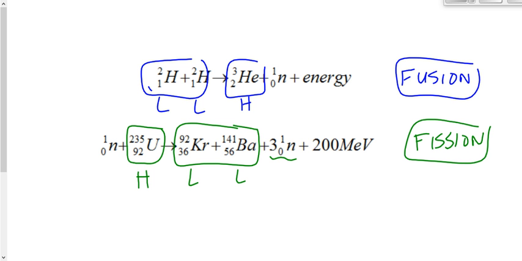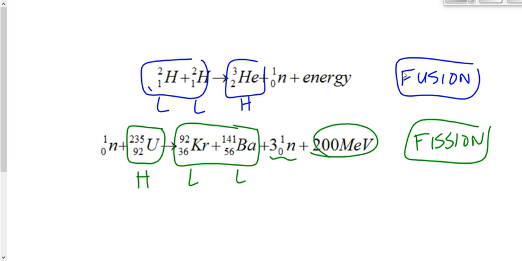Good. So we don't get just 200 mega electron volts of energy produced there. We end up getting exponentially more than 200 mega electron volts of energy because we get a whole bunch of reactions taking place as a result of this chain reaction.